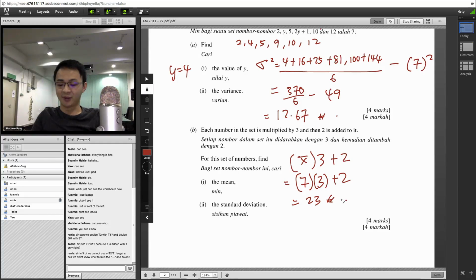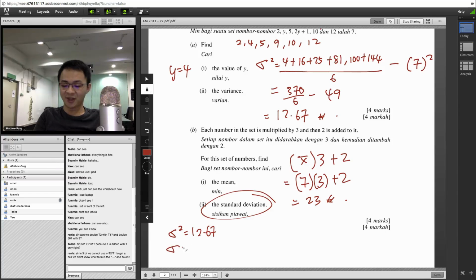Okay, it's very simple. However, for standard deviation, of course you need to know your own standard deviation, because 12.67 is not the standard deviation. 12.67 basically is the variance. So in order to get my standard deviation, I'm going to square root 12.67. So if I square root 12.67, I will get 3.56. Okay, 3.56 basically is my standard deviation.